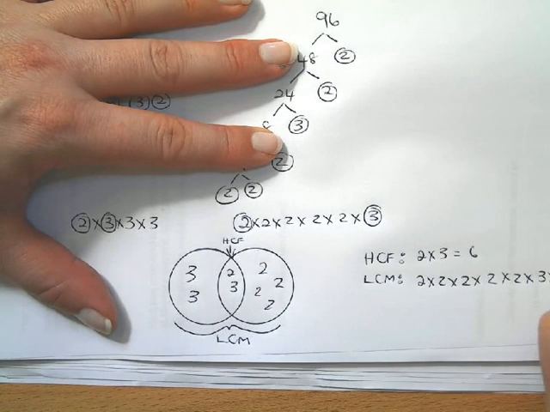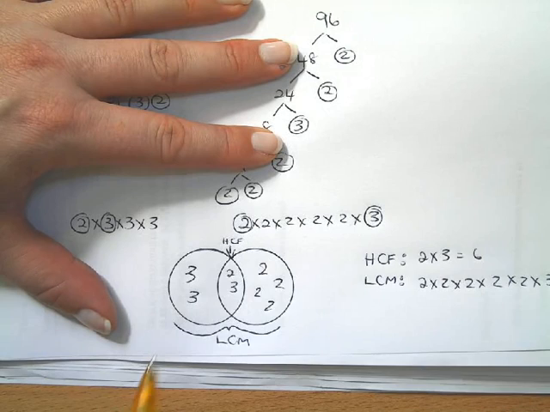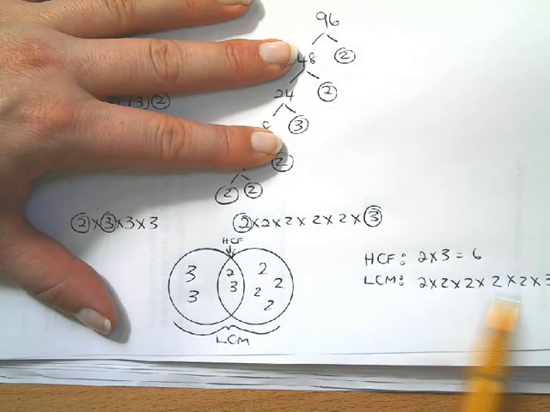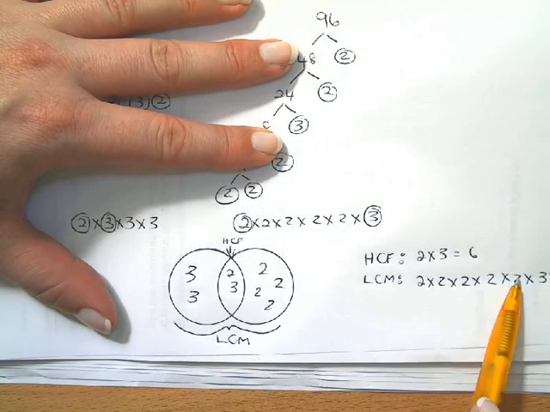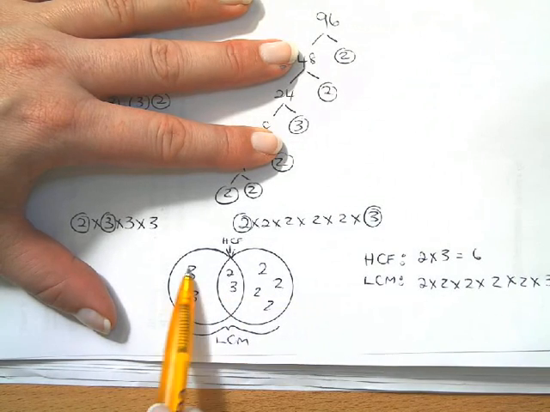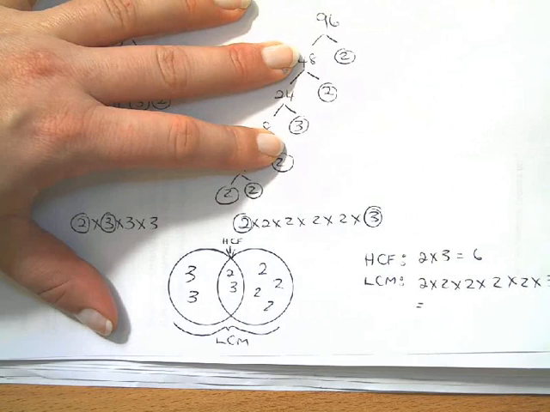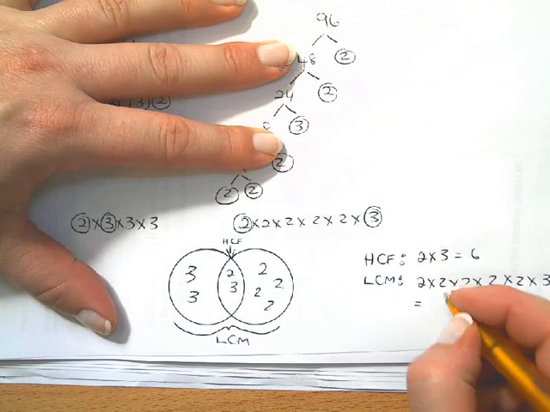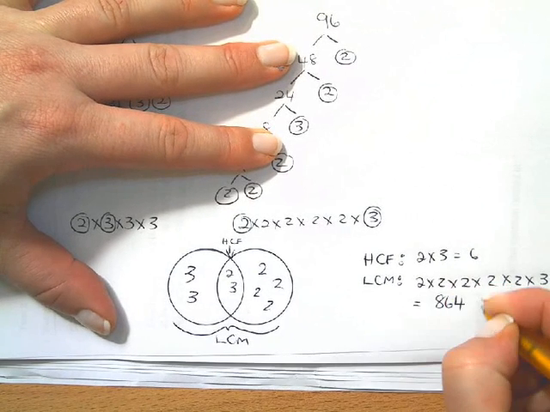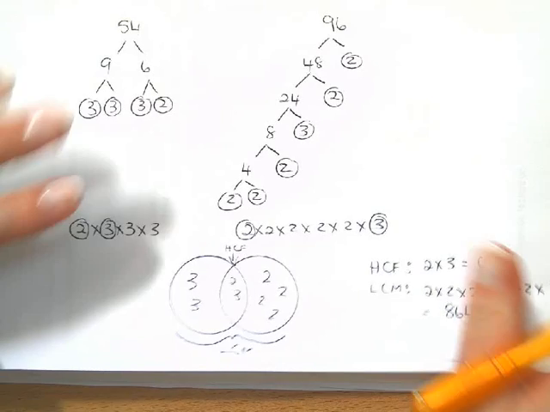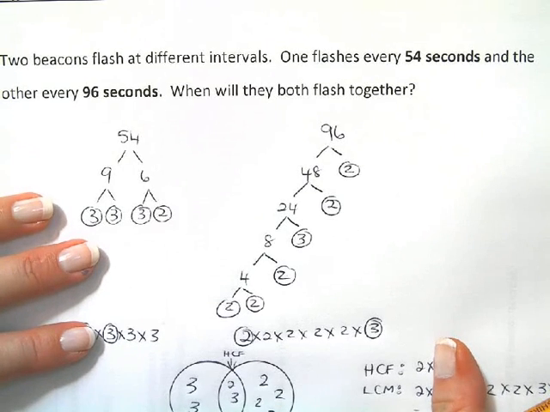Let's just check I haven't left anything out. 1, 2, 3, 4, 5 2s. 1, 2, 3, 4, 5 2s. And 2 3s. And when I multiply all of those together, my lowest common multiple is 864. So looking back at the question, they say to me, when will both of those beacons flash together?